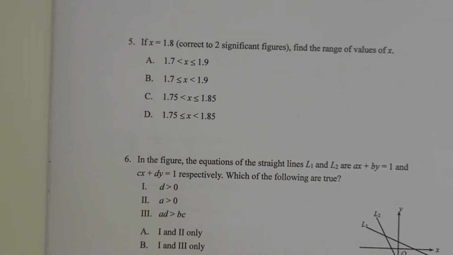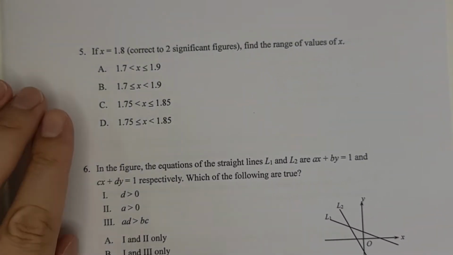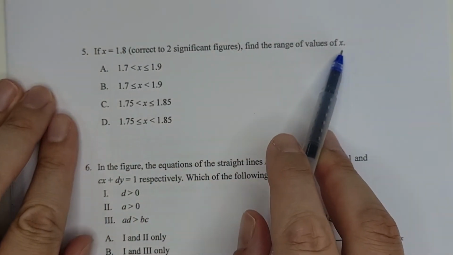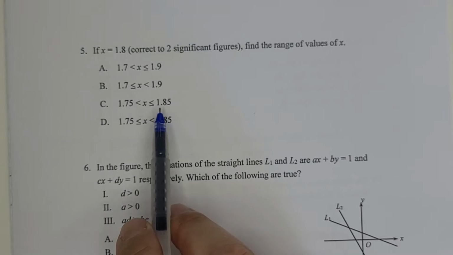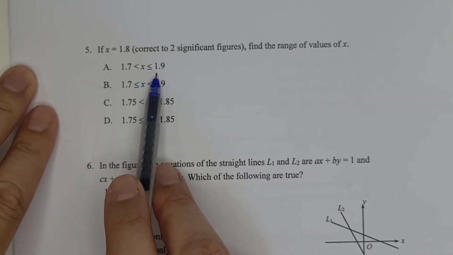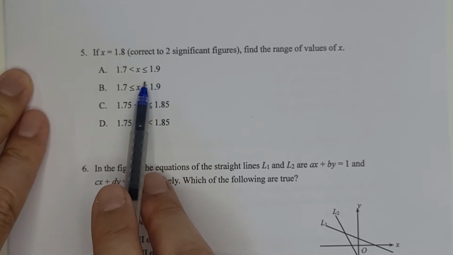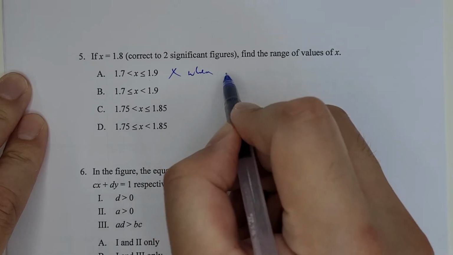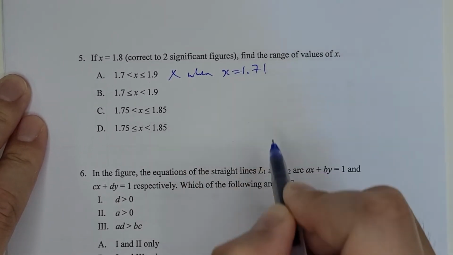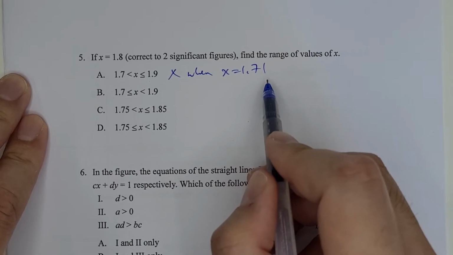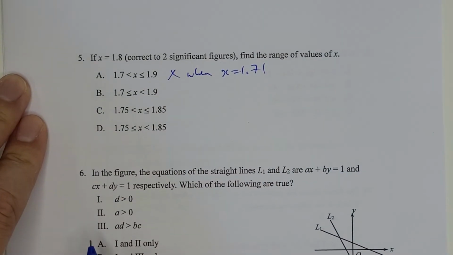So go to question number 5. x equals 1.8 correct to two significant figures. Find the range of x. So you need to check the range one by one. Could x lie between 1.7 up to 1.9? You find that it's not possible because when x equals 1.71, it will round to 1.7. Okay, so A is not the feasible answer.